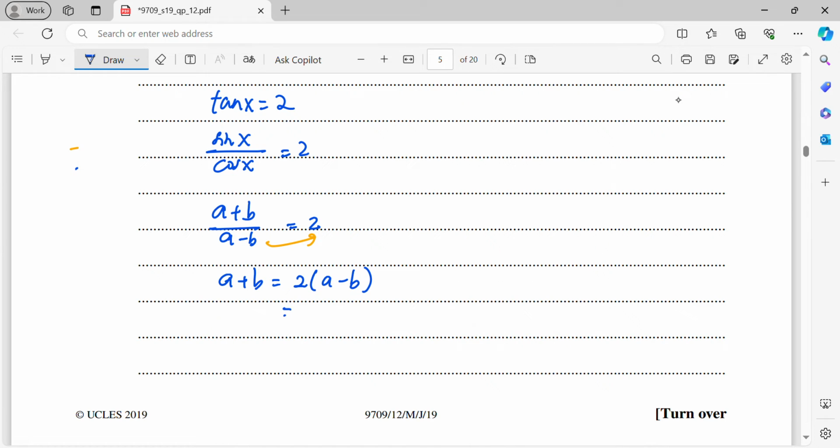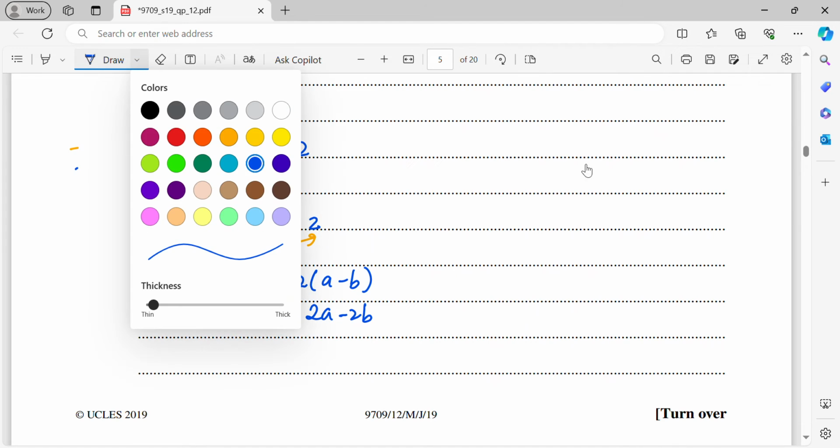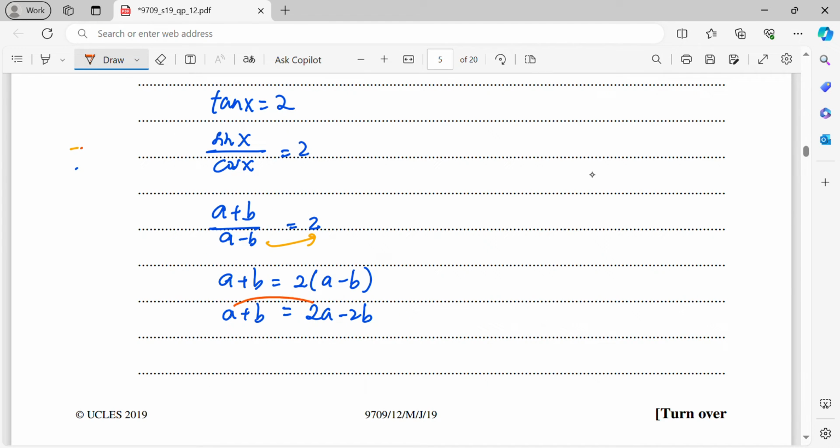Then just do expansion for the right side: 2a minus 2b equals a plus b. Now to get a in terms of b, the a will be moved to one side and the b will be moved to the other side. When I move the a to the right side, it will be minus a, so 2a minus a is 1a. Then the minus 2b moved to the left side will be plus 2b, so we end up with 3b. That means a equals 3b.